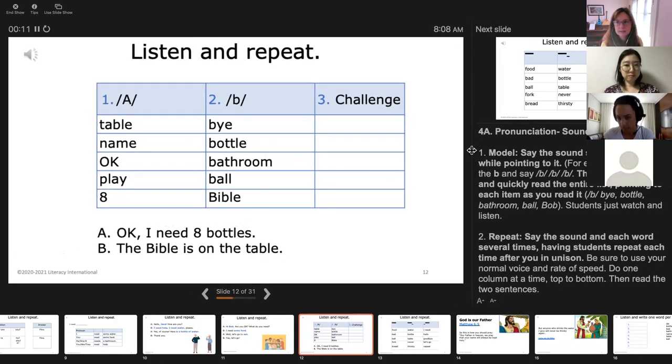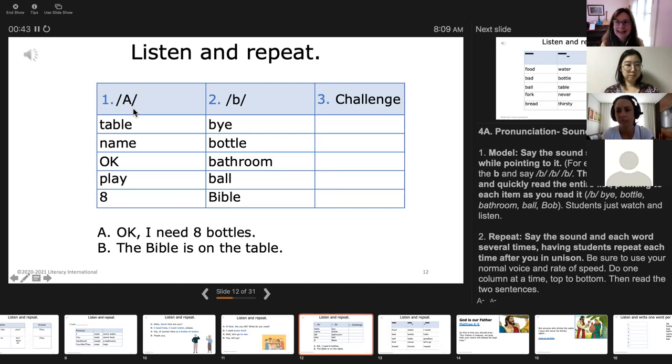So here, once again, you can see my whole screen in presenter view. But if I wanted to just show a portion of the screen, I could do that as well. But let's start here with our first sound, which is the long A sound, A. And so we start out by saying that sound a few times so our students can hear us and so they can see our mouths.